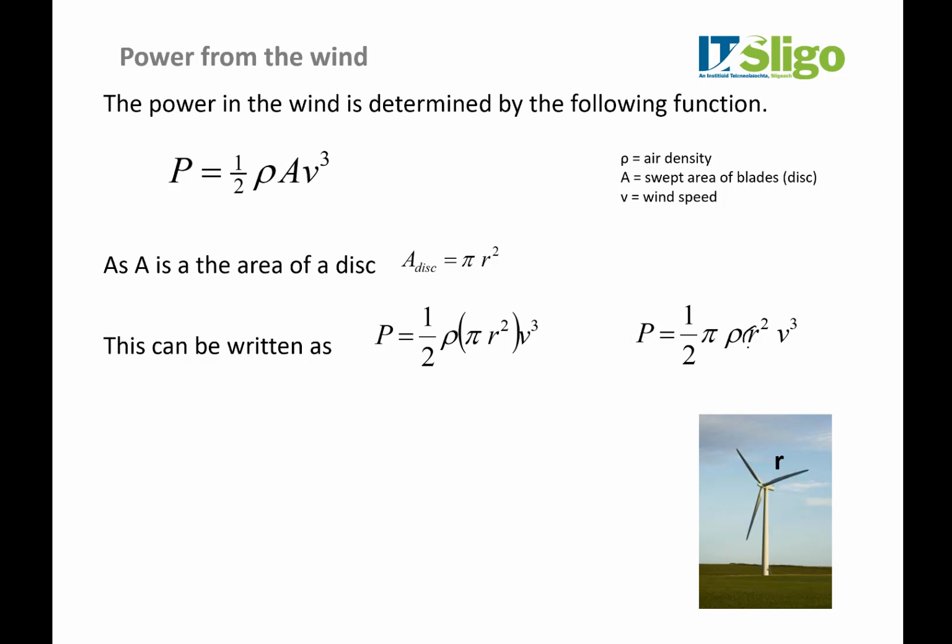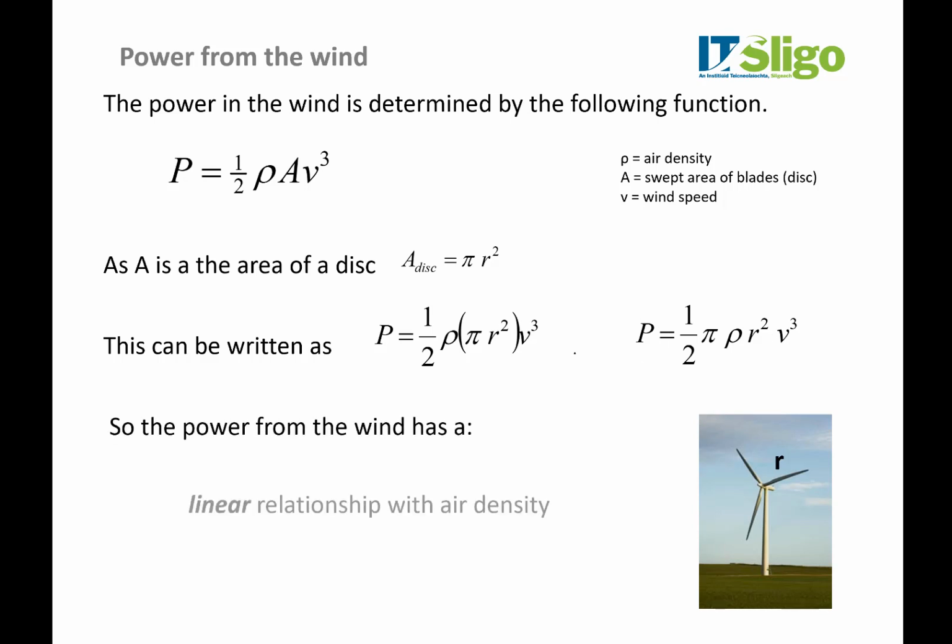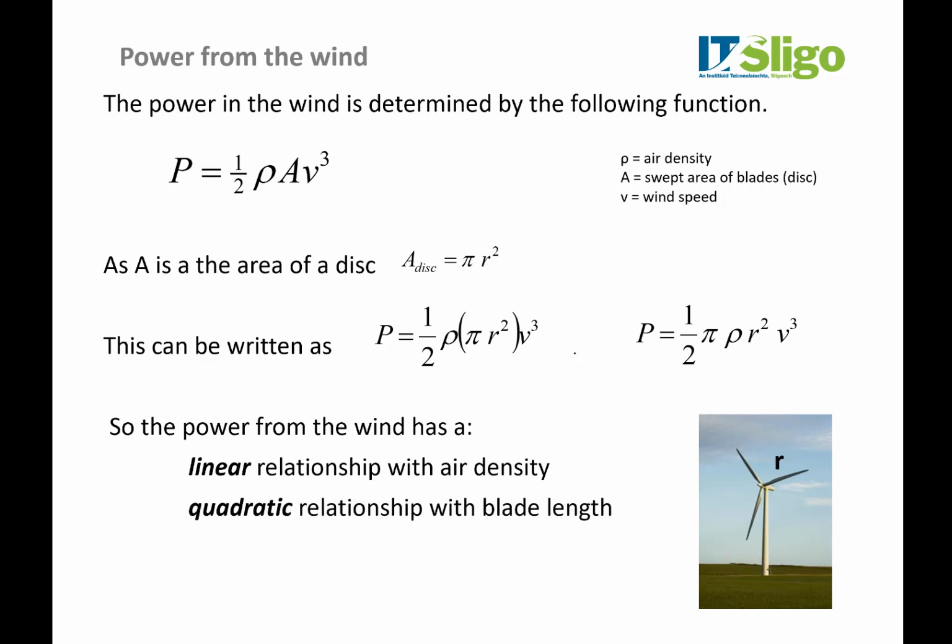There's a quadratic relationship between the blade length and the power. Remember, R is the blade length. And there's this cubic relationship between the wind speed and the power. So just to write all of that down: linear relationship with air density, quadratic relationship with blade length, and cubic relationship with wind speed.